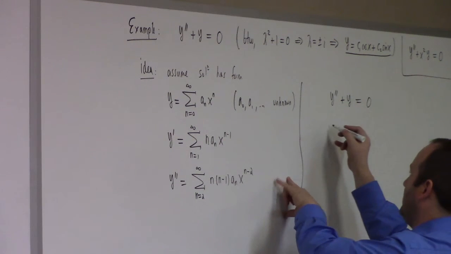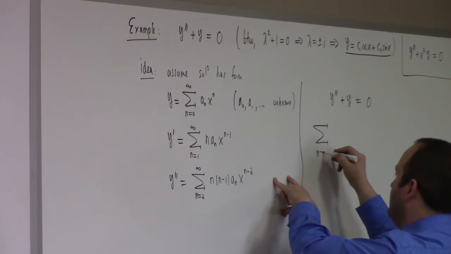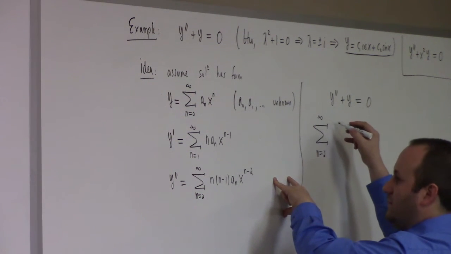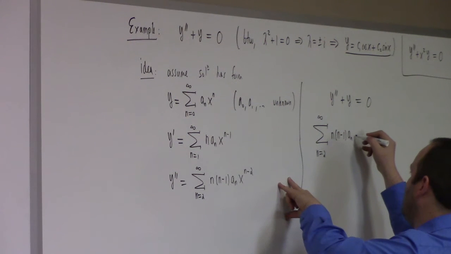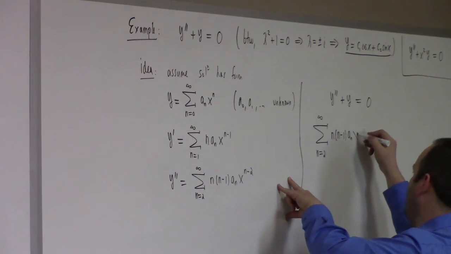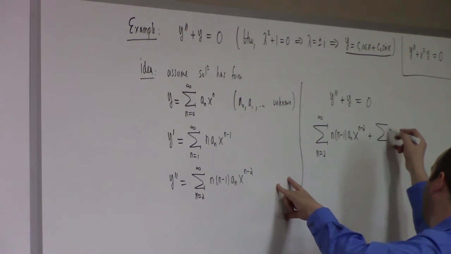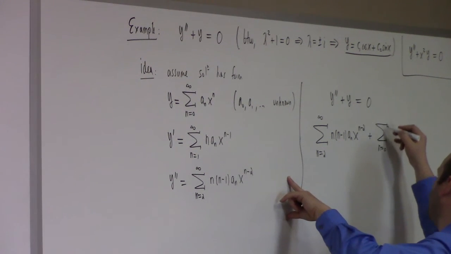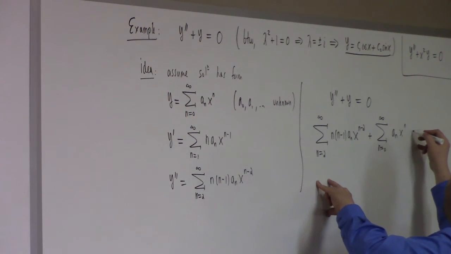Now that is actually the sum, n equals 2 to infinity of n times n minus 1 a sub n x to the n minus 2, that's the second derivative term, plus the sum, n equals 0 to infinity of a sub n x to the n.